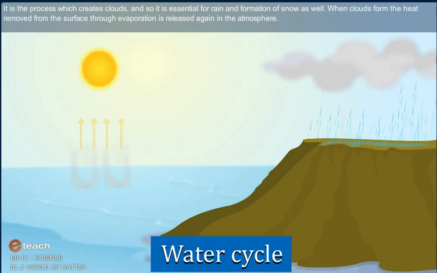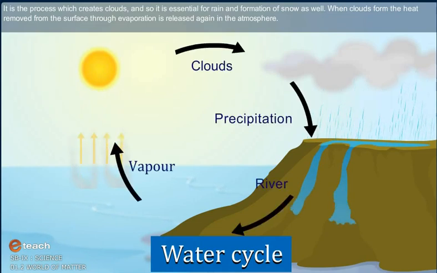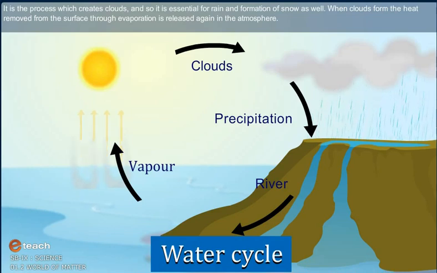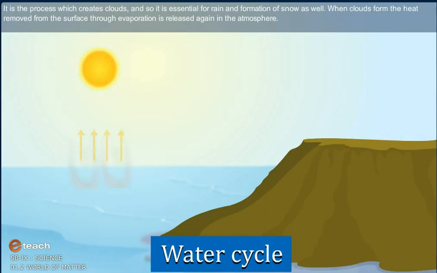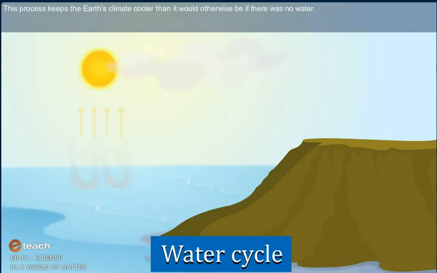When clouds form, the heat removed from the surface through evaporation is released again in the atmosphere. This process keeps the Earth's climate cooler than it would otherwise be if there was no water.